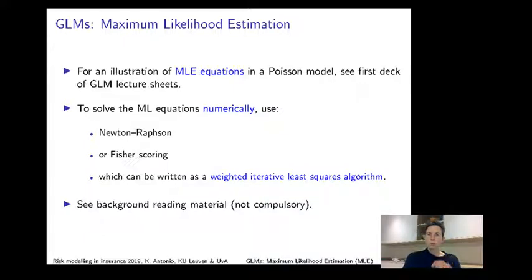So this concludes our first video, which gives you a bit more theoretical background about different types of GLMs that could be interesting in modeling insurance data.